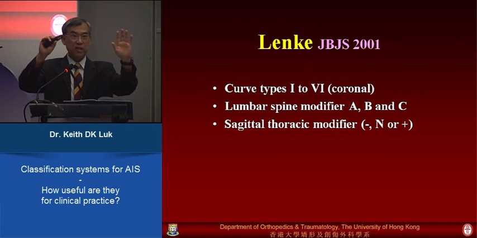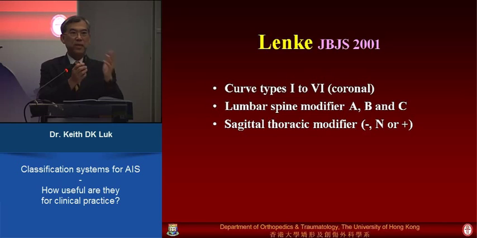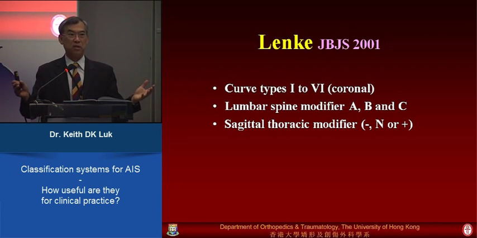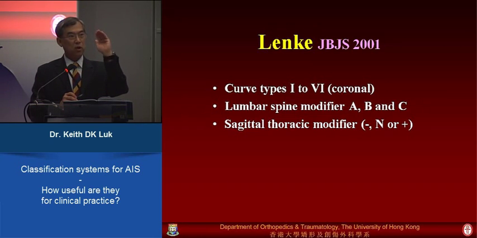Put the two classifications together, between the Lenke and the King, and you will know which one actually corresponds to which one. In the lumbar spine, it was further grouped under the modifier A, B, and C, showing how big the curve is. If the curve is still within the central sacral line, it's an A. If it touches the inside of the central sacral line, it's B, and if it goes away from the central sacral line, it's C. So basically, ABC tells you how big the lumbar curve is. The more it stands away from the central sacral line, the bigger the curve. And the other, sagittal thoracic modifier, is to look at the sagittal profile, whether it's normal, hypokyphotic, or hyperkyphotic.